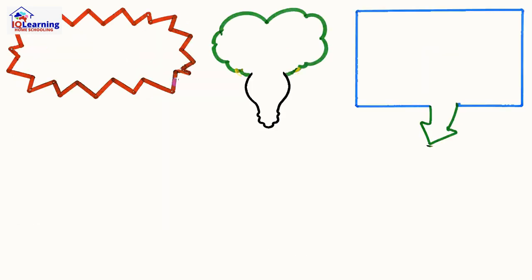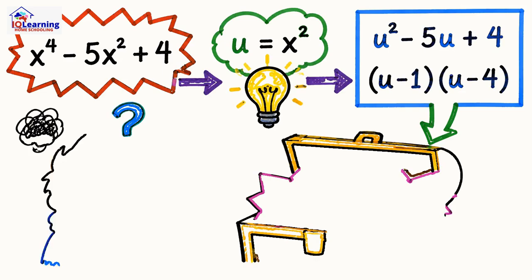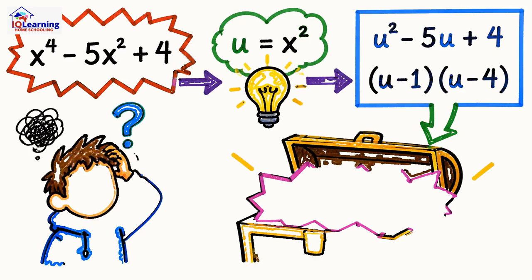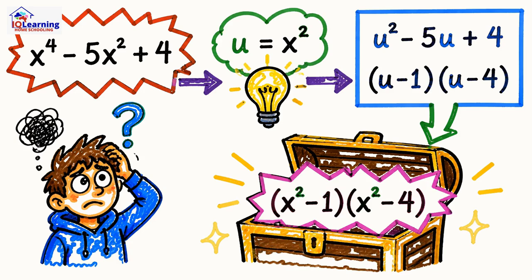But the ultimate tool, the secret weapon in your kit, is substitution. You might see something that looks impossible, like x to the power of 4 minus 5x squared plus 4. This isn't a new problem, it's 2 old problems in disguise. Just let u equal x squared.